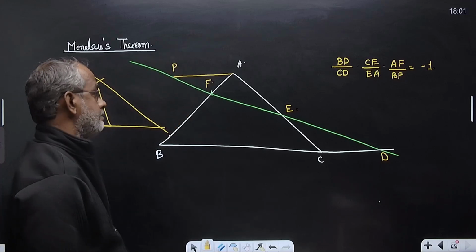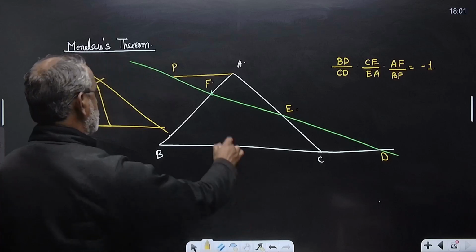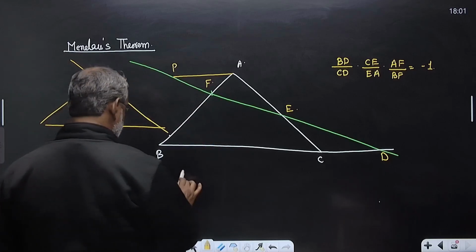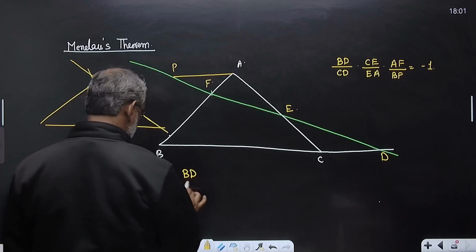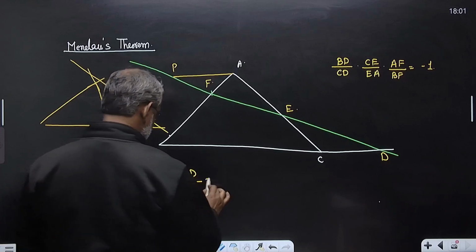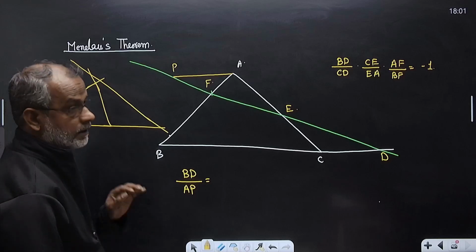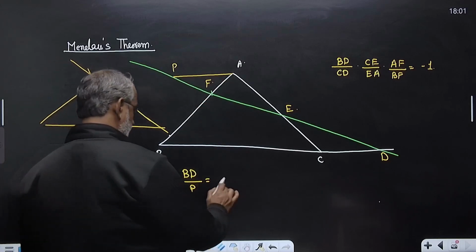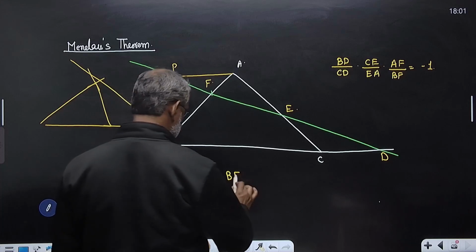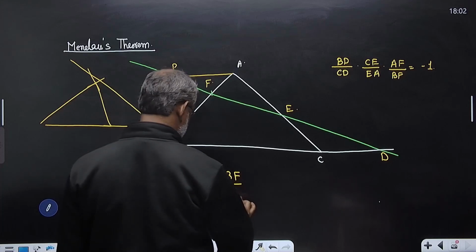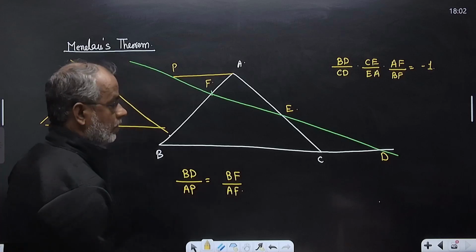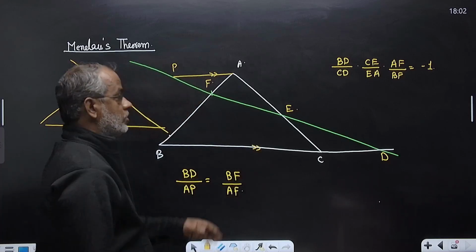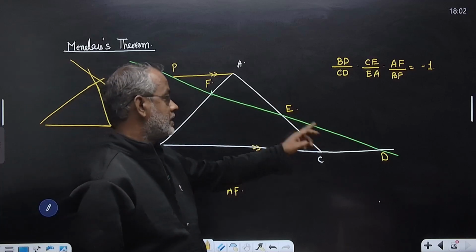Okay. Now, can you see these two triangles are similar? So, BD upon AP. What is it? BD, so it is BF upon AF, because the triangles are similar. This is parallel. We have drawn a line parallel to the base. These two triangles are similar.